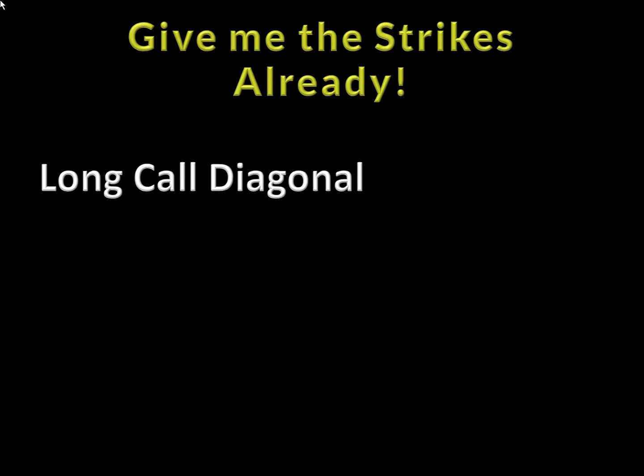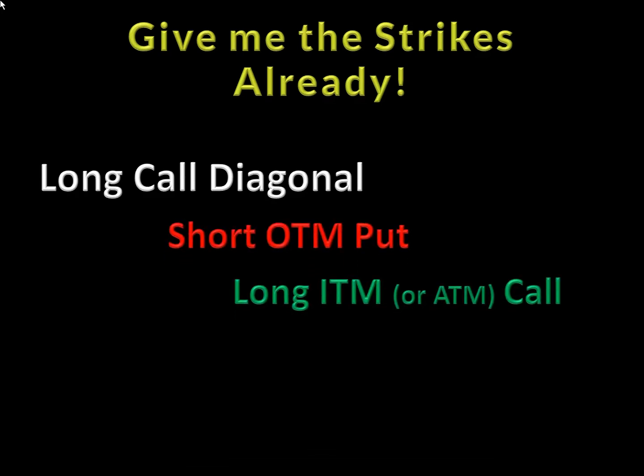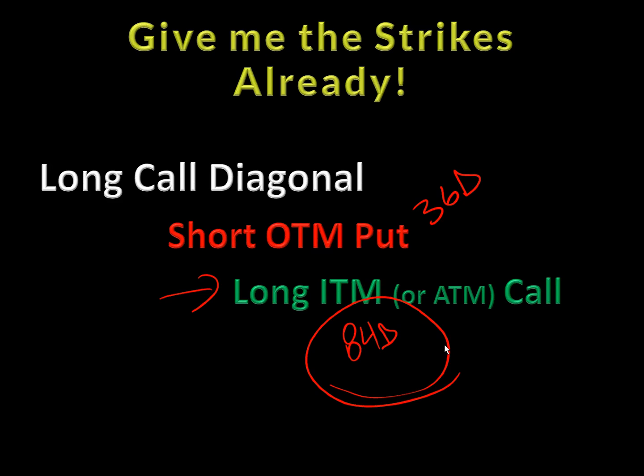What strikes do we want to use? I start with the long in the money call, and I like to start out with around the 84 delta, all right? This one I'm going to have to go at around the 36 delta. But what we look at here is this 84 delta is our kickoff point, all right? That has a really strong probability of being in the money at expiration.